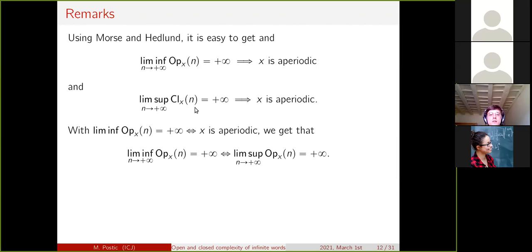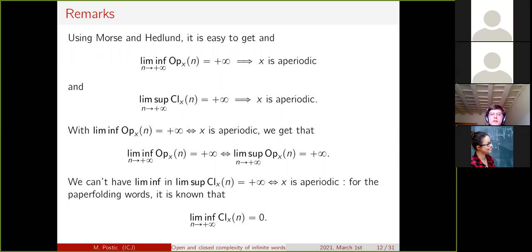Another thing which is interesting with our results is the fact that because the lim_inf of the open complexity function equals plus infinity is equivalent to the fact that x is aperiodic, you get that a word has its lim_inf of its open complexity function equal to plus infinity if and only if the lim_sup of the open complexity function is plus infinity. So again, if you have the lim_inf which is plus infinity, of course the lim_sup is plus infinity. But the other way, if you have the lim_sup which is plus infinity, then necessarily the classical complexity function is unbounded, so x is going to be aperiodic, and so the lim_inf is going to be plus infinity by our theorem.